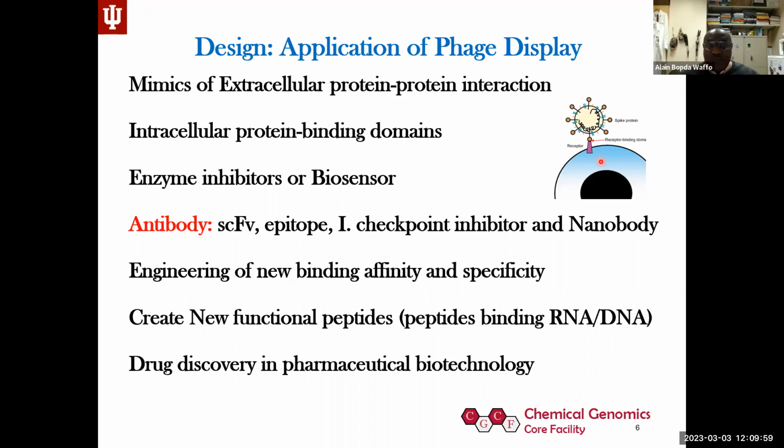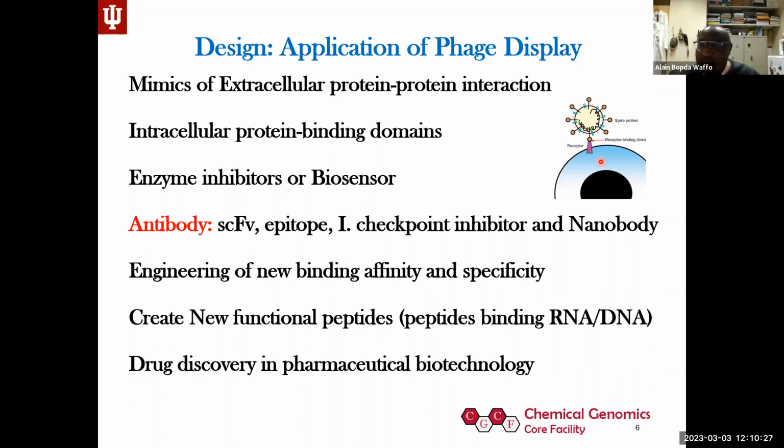I put the antibody in red because there are so many applications that we can do with antibody. You can have a single chain. I know it's not easy, but we've done it. We can have epitopes and use those epitopes with the phage to produce more of those antibodies. And in cancer lately, we can have those immune checkpoint inhibitors, very important.